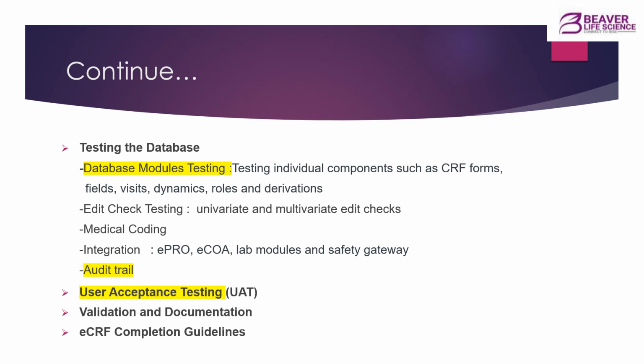So all these changes are recorded in chronological order. This is the audit trail, and it is necessary for the regulatory authorities. Then we can understand what the different changes are that we have made in the system. Then next is user acceptance testing.